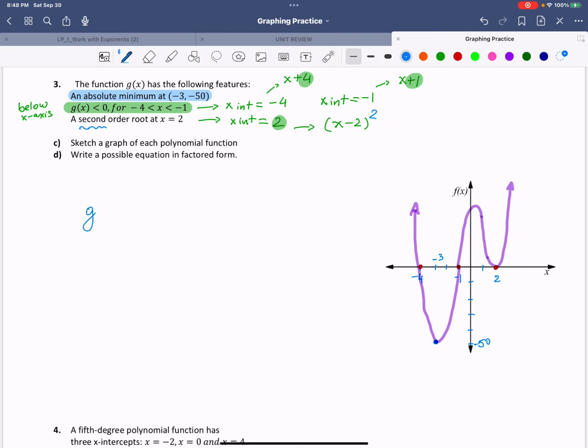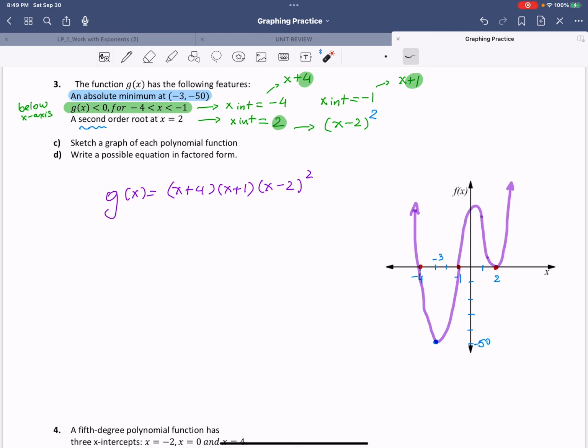I'm going to write the equation here, g of x equals, let's make this purple, (x plus 4)(x plus 1)(x minus 2) to the power of 2. So we know that this function can stretch at some point, so it would have some coefficient a. And I want you to pause for a second and think, would it be possible in this particular example to find the value of coefficient a?